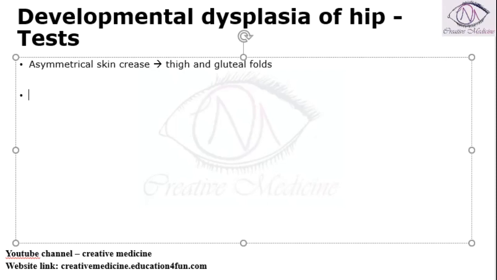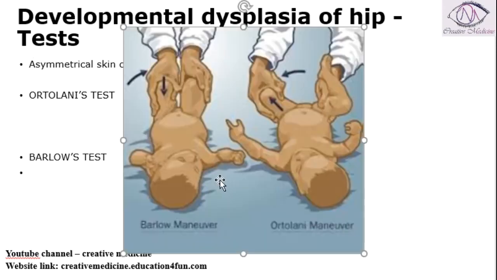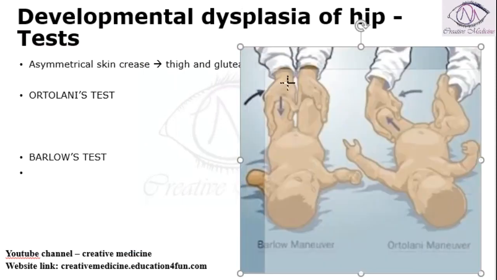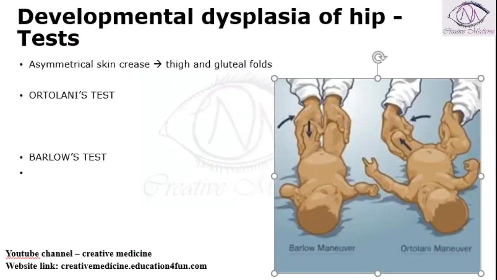Then we have Ortolani's test and Barlow's test. In Ortolani's test, first we will push the leg of the baby with abduction. The child's thigh is pushed and abducted.